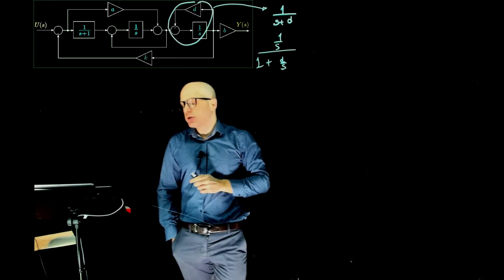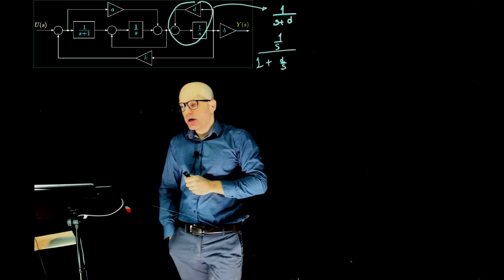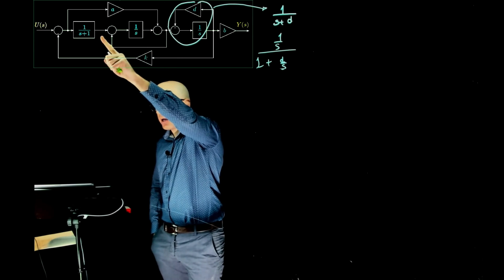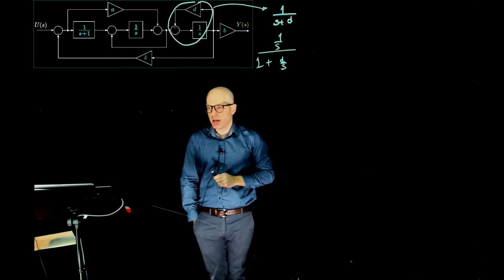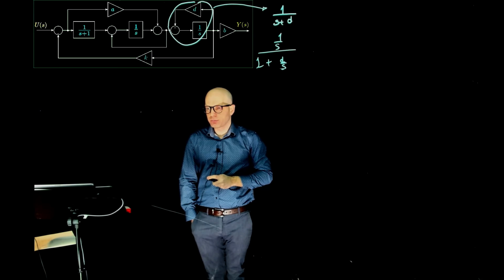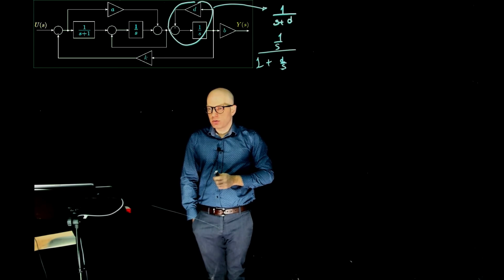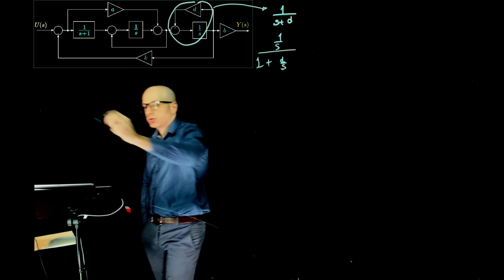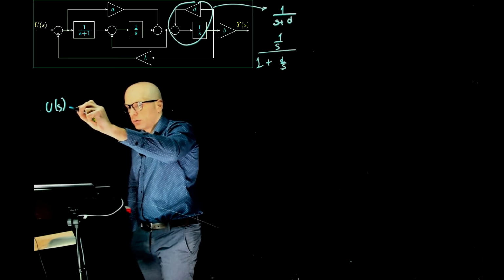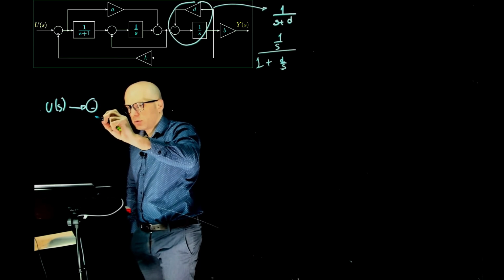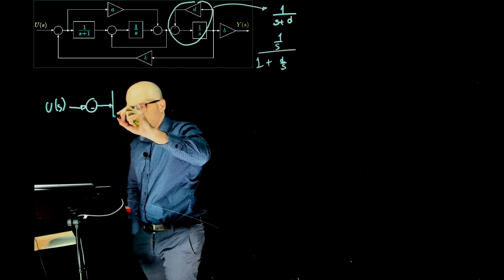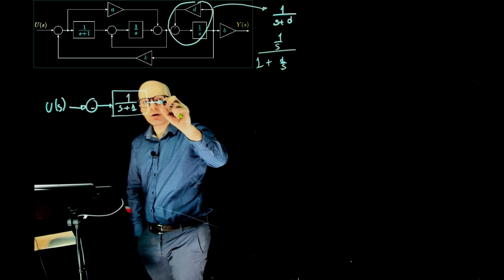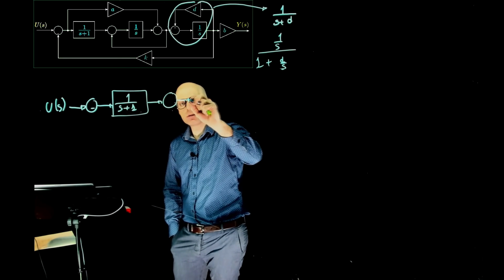Now we need to move this away. Where can we put it? Well, we could move this sum ahead of the integrator. Ahead of the integrator. Right, so let's try to do that. So u of s, that doesn't change. 1 over s plus 1. Then here we have that 1 over s.